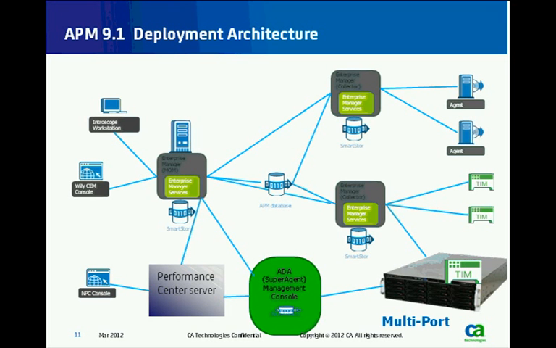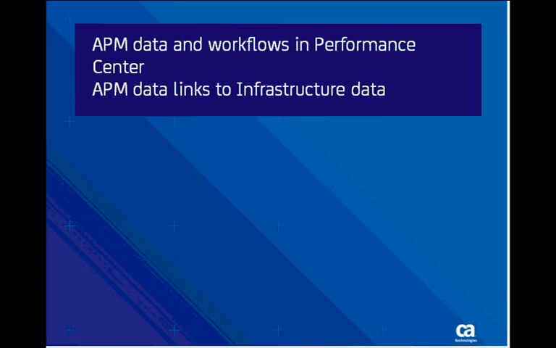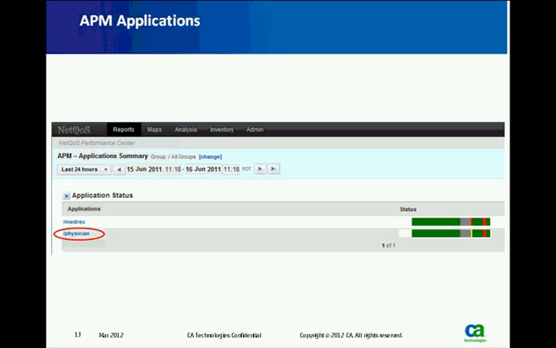So we're going to work from left to right as we introduce these 3 pieces of integration. Collectively, they make up the unified end user experience monitoring feature of APM 9.1. Okay. So let's start with the APM data as revealed in Performance Center. Here's a view of Performance Center that, to an experienced network person, looks like SuperAgent data. But this is actually APM data.